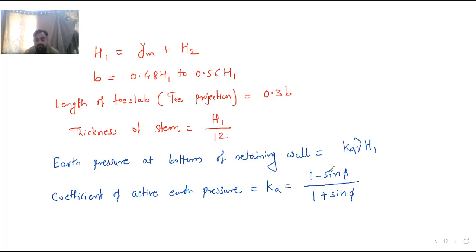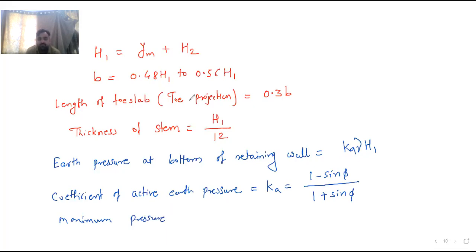What will be the maximum force? So what is the base of the earth pressure? K into gamma into H. So the area of that triangle will be half K into gamma into H square. Is it clear? Maximum force or maximum earth pressure. Maximum pressure.